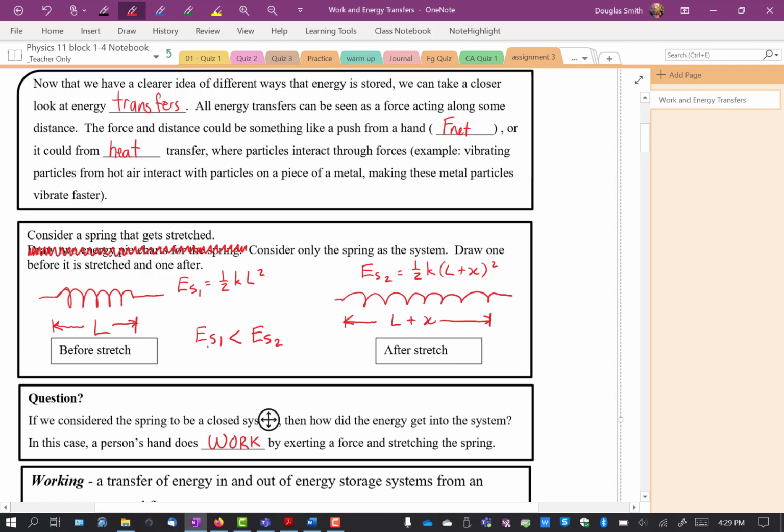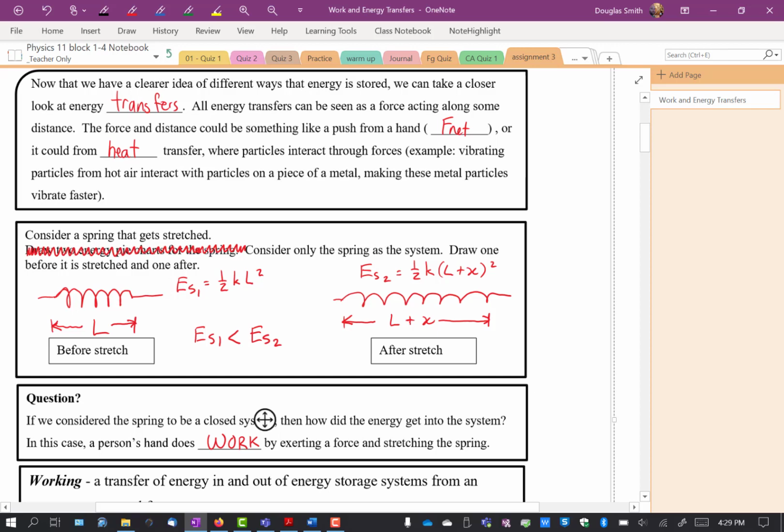Okay, now let's suppose we're going to study the system where the only thing in the system is the spring. So at one point we had ES1, sometime later we have ES2 because it has a larger stretch, so it has more energy. And we said earlier that energy in a system has to stay constant. So the question is, how is that possible? If ES1 is clearly smaller than ES2, how does that happen? And the answer to that question is this word: work.